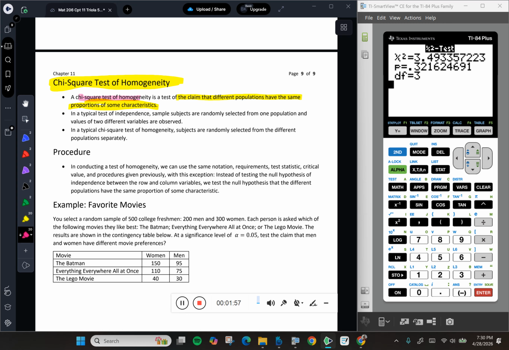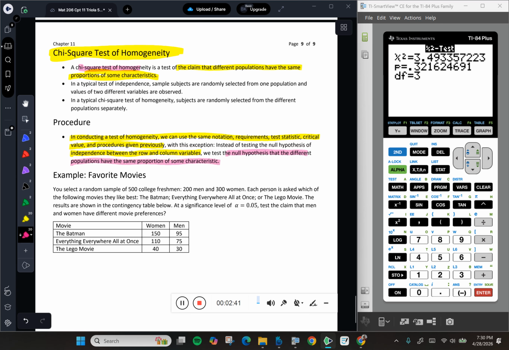The good thing about this is that all of the work that we do here is the same as what we did for the last section for independence. We use the same notation, O's and E's. We use the same requirements, that it has to be random, that we have random data organized in a table, and that we have to have at least 5 in the expecteds. But instead of testing a null hypothesis of independence between rows and columns, we are going to test the null hypothesis that the different populations have the same proportions. So the null will say the proportions are the same. The alternate will say that the proportions are different.